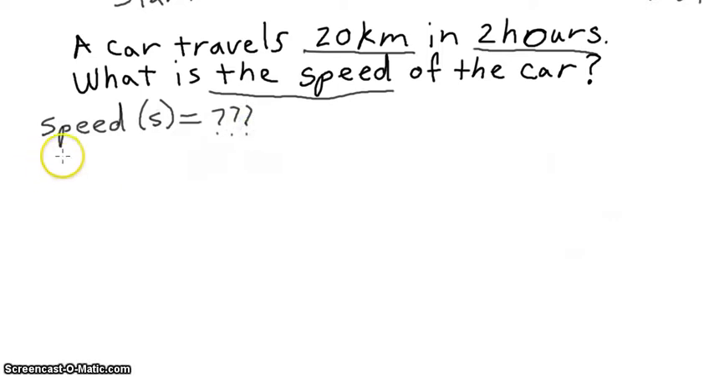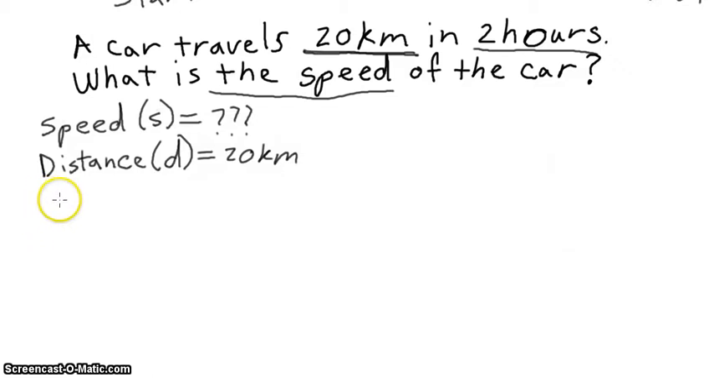Alright? And what else does the problem tell us? The problem tells us that the car travels 20 kilometers. So the distance that the car traveled, we'll abbreviate that little d, is 20 kilometers. Okay? And we know that it took 2 hours for the car to travel that far. So the time it takes to travel is 2 hours. All right. Okay, so we've collected all the information the problem has to offer us, and we have found what the problem's asking us to find, and that was the speed.